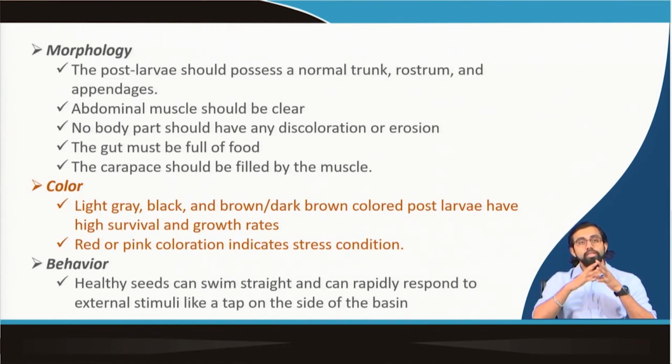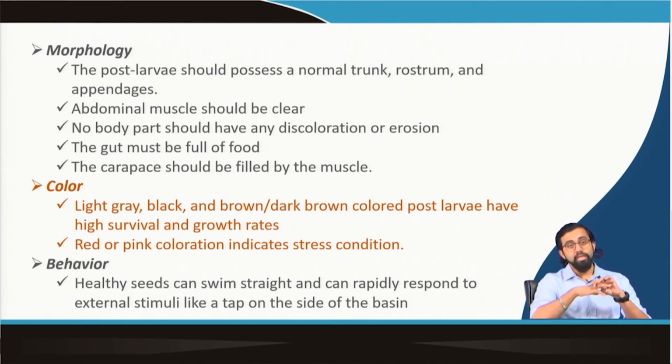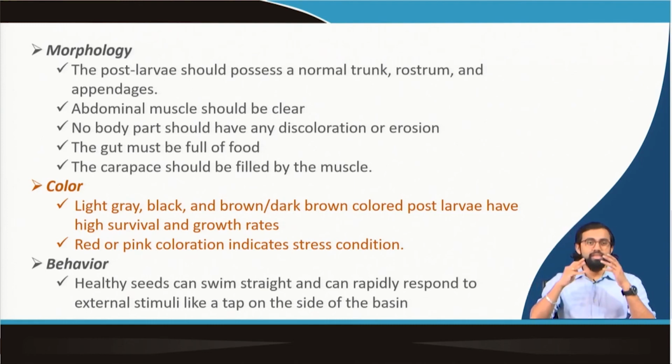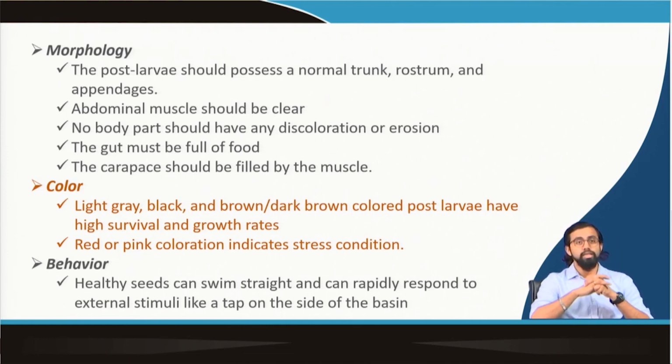In terms of morphology, the post larva should possess a normal trunk, rostrum and appendages. Abdominal muscle should be clear and no body part should have any discoloration, erosion or disorientation. Okay. The gut must be full of food, and the carapace should be filled with muscle. The color in general, if it is light gray, black, brown or dark brown, indicates high survival or growth rate, but red or pink coloration indicates that it is under stress condition.